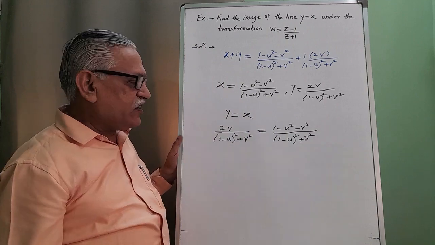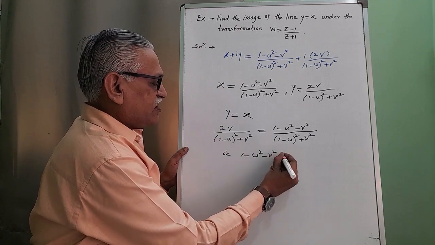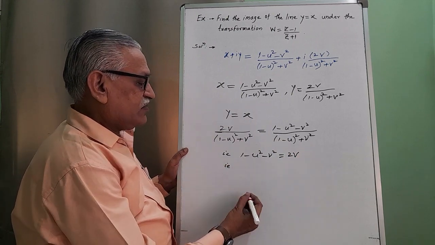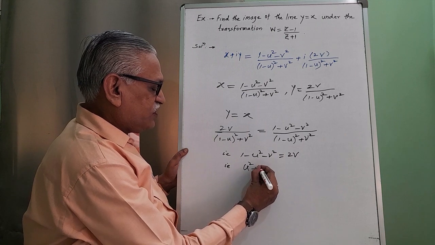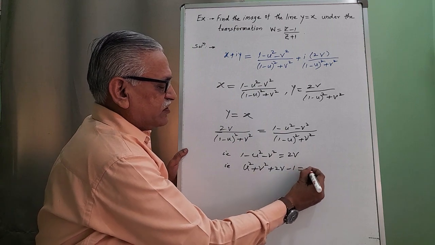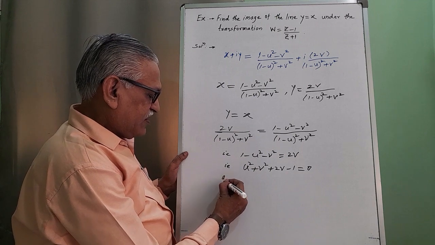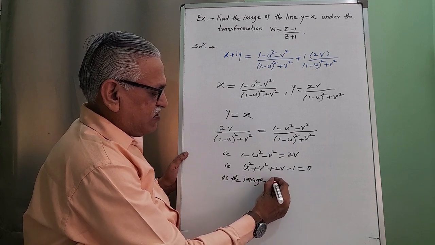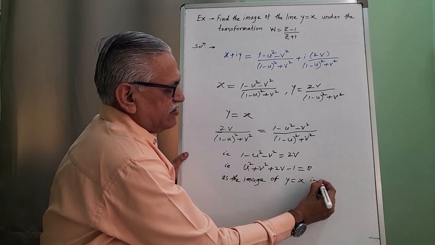This term gets cancelled on both sides, therefore we get 1 minus u square minus v square is equal to 2v. This is nothing but, transferring this to the other side, we get u square plus v square plus 2v minus 1 is equal to 0. This is the image of the line y is equal to x in the w plane.